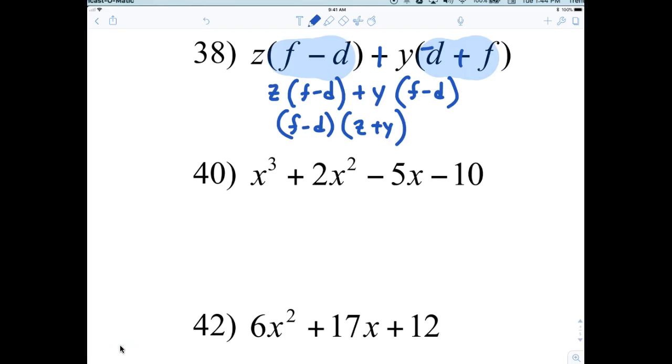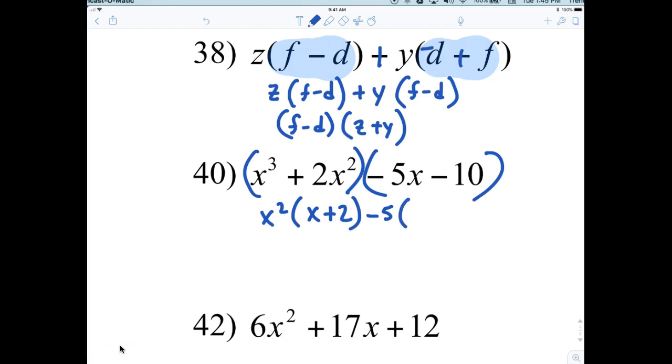Isn't the next one factored by grouping? Factoring by grouping because we have 4 terms. You're pulling out an x squared. And now, again, remember, whatever the leading coefficient is, that's what you factor out. So you're factoring out a -5. All right? You're pulling out a -5, which leaves you with x plus 2. And now you're pulling out x plus 2.